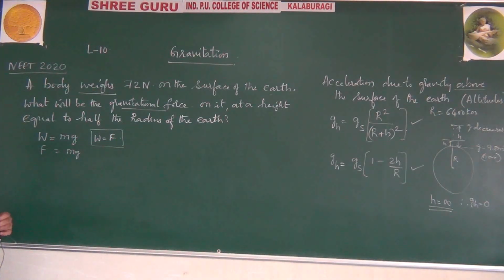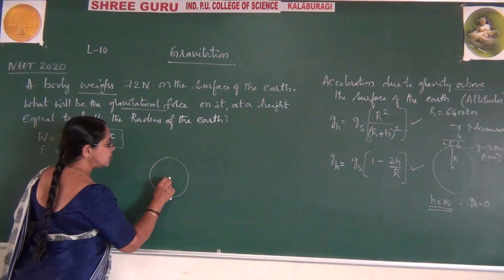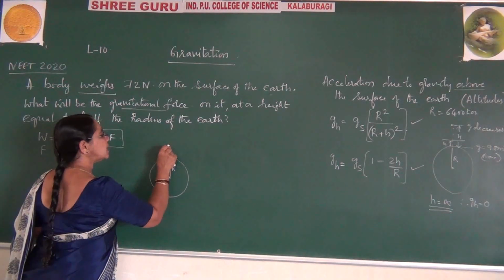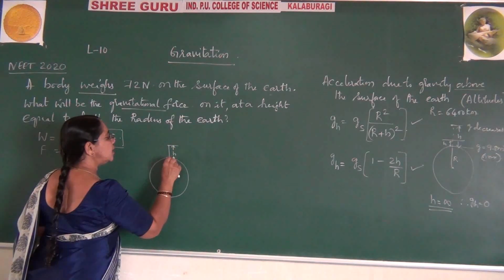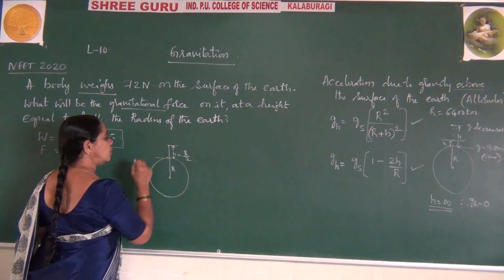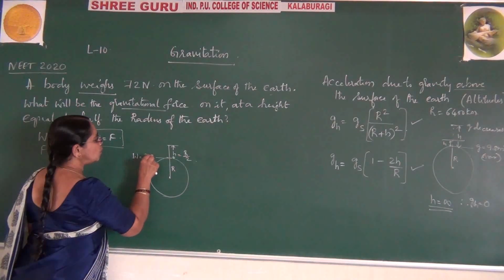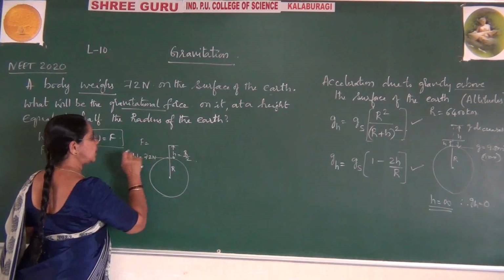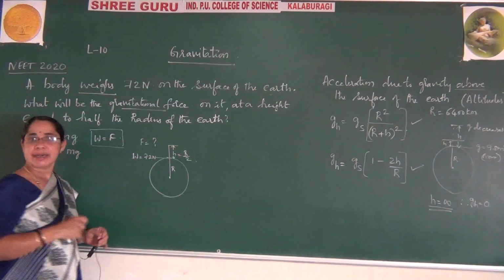Now you have to select the condition. If this is the earth, the center is here, this is R, and here at some height, let me say this is the height you have taken, equal to R by 2, the weight W is equal to 72 Newton. What will be the gravitational force at this position? You have to calculate here, at this position, what it is.